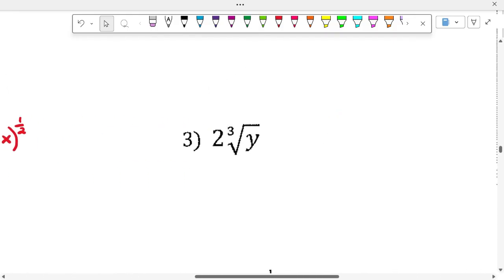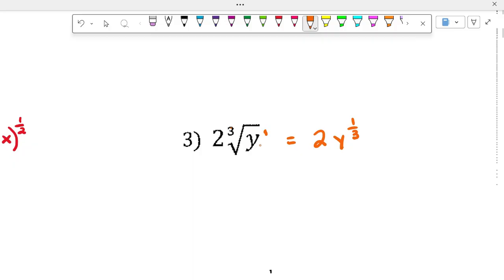All right, so what about this one? The 2 just kind of stays where it is. It's being multiplied. But we have a cube root, and this is a 1. So this would be 2y raised to the what power? 1/3. Now, do I need to put the 2y in parentheses? Yes or no? No, because only the y is under the radical.